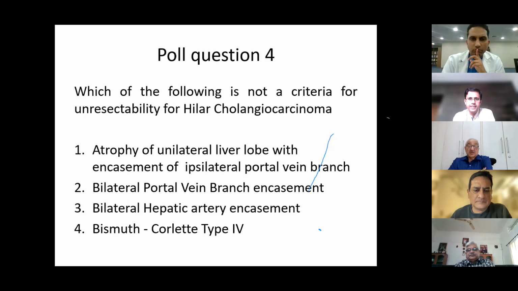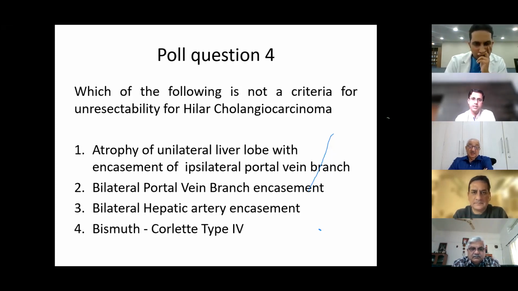So if you are suspecting a hilar cholangiocarcinoma, which of the following is not a criterion for unresectability? For this poll question, the options are: atrophy of the unilateral liver lobe with encasement of the ipsilateral portal vein branch; bilateral portal vein branch encasement; bilateral hepatic artery encasement; or Bismuth type 4. Let's see what our audience is thinking. So we'll have a poll.